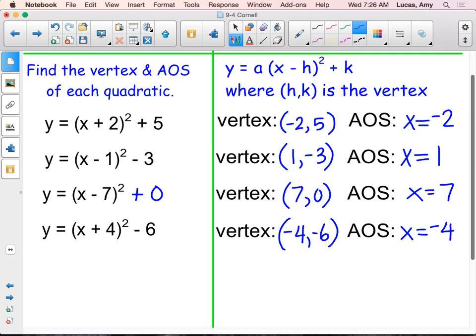So in the parentheses, these numbers appear the opposite in your vertex. The number after the parentheses does not. It retains its sign. And that's just because of this minus in a vertex form.